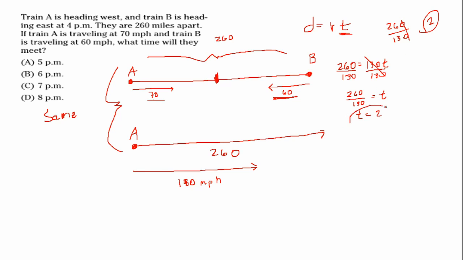So it's going to take 2 hours for these trains to meet, or if you viewed it as one train traveling the combined rate of them, it would take train A 2 hours to go 260 miles. So we left at 4, add 2 hours, 6 p.m. they'll meet.